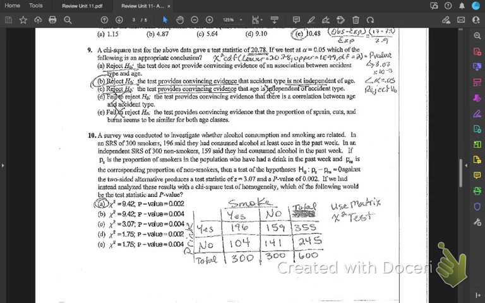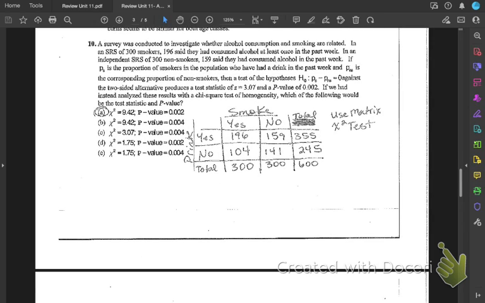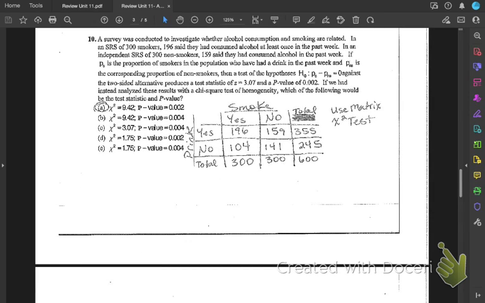Number 10. A survey was conducted to investigate whether alcohol consumption and smoking are related. In an SRS of 300 smokers, 196 said that they had consumed alcohol at least once in the past week. In an independent SRS of 300 non-smokers, 159 said that they had consumed alcohol in the past week.